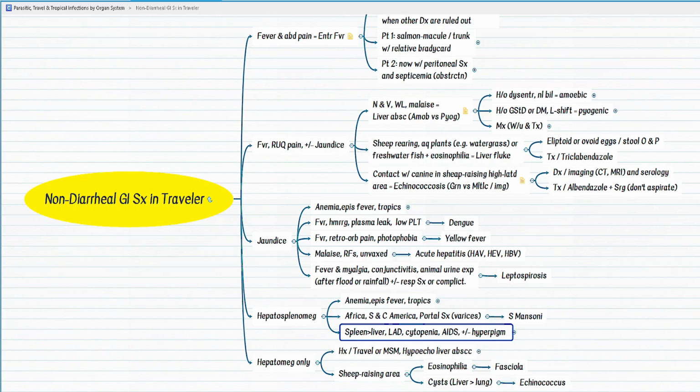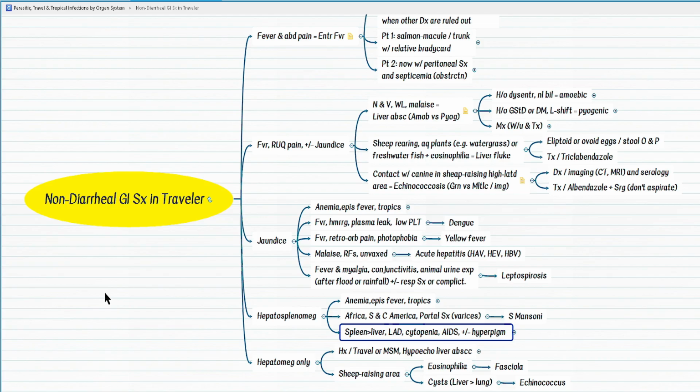Another important question is a patient with history of travel to certain endemic regions in the tropics who now has splenomegaly, more significant than hepatomegaly, but also has lymphadenopathy, cytopenia, and hyperpigmentation. What is the diagnosis? This is visceral leishmaniasis. The hyperpigmentation is black fever or kala azar, and remember, it is an AIDS-defining illness.